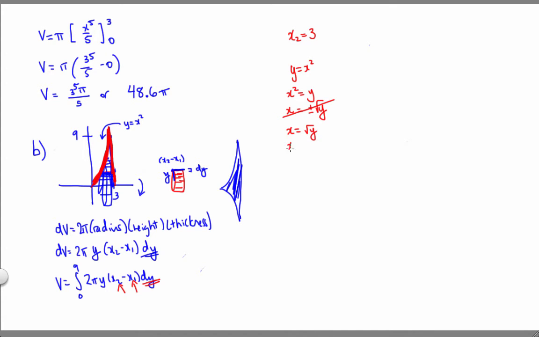So that's going to be the curve that's acting as our x1. That is the left curve that's bounding our region there. So now we've got x2 equals 3, x1 equals root y, and that was just a little bit of extra work that we had to do here because we were integrating with respect to y. So now we're ready to go back to our volume.